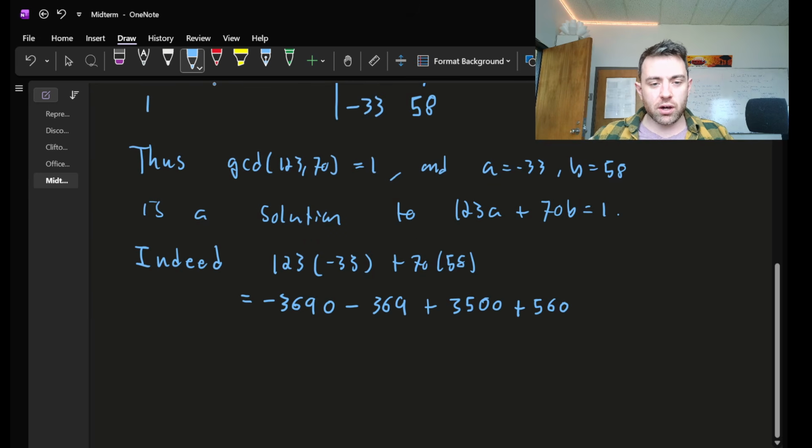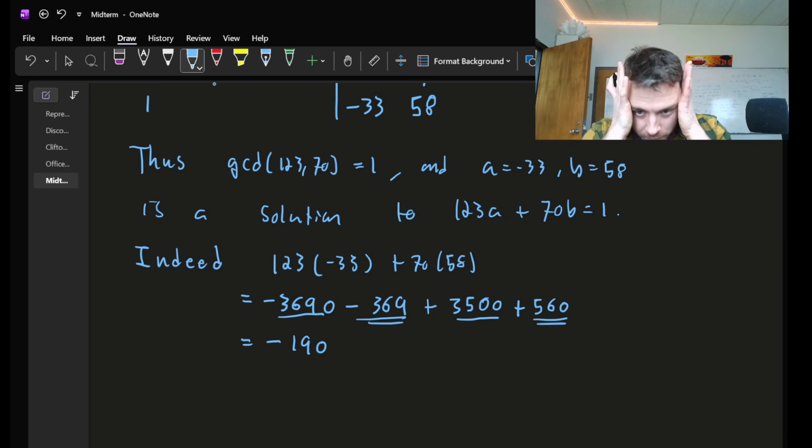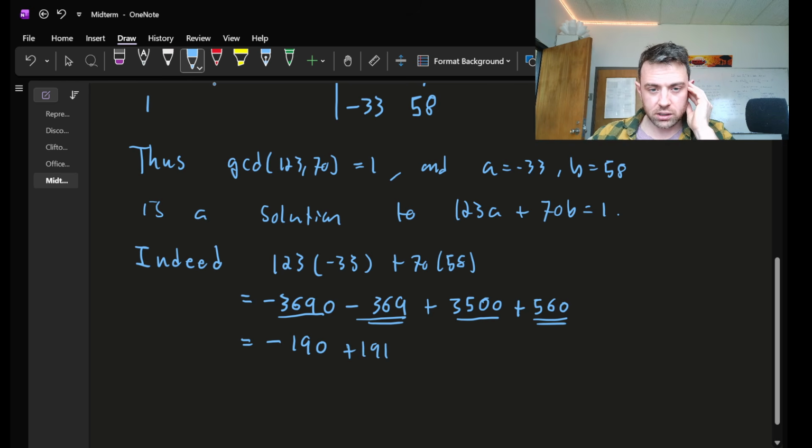Great, so now I'm going to combine these two to make the numbers less scary. So that's minus 190. And then I'll combine these two to make the numbers less scary. So 560 minus 360 is 200. Minus 9 is 191. And indeed, that works out to 1. Awesome. Okay, so we're done question 1.